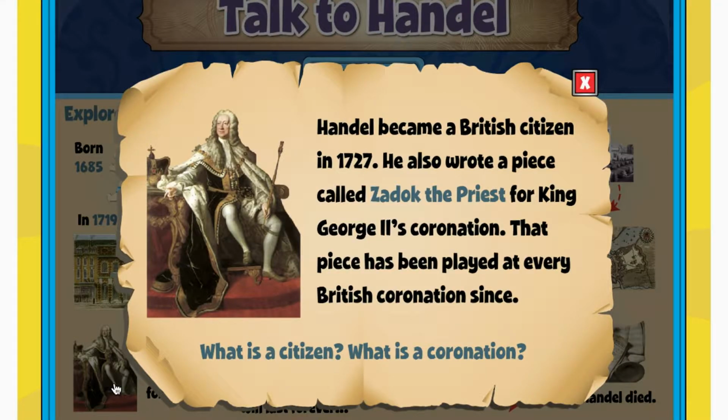Handel became a British citizen in 1727. He also wrote a piece called Zadok the Priest for King George II's coronation. That piece has been played at every British coronation since.